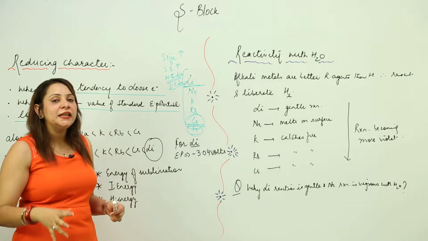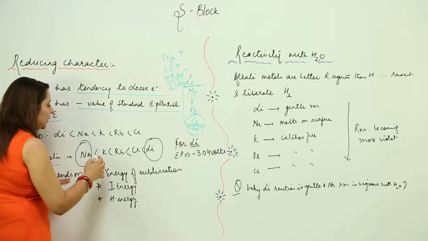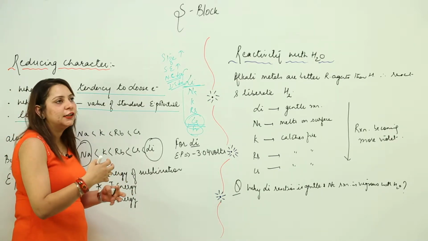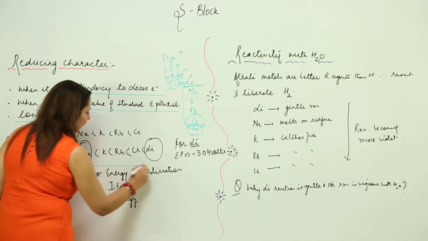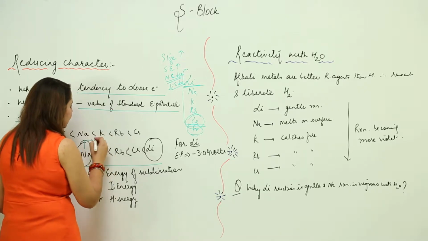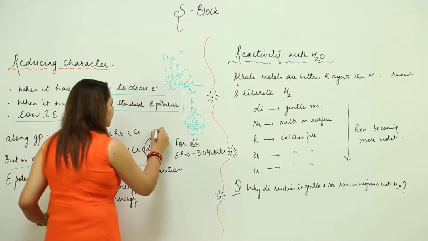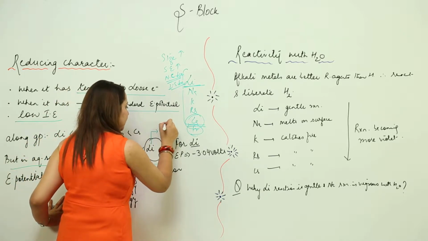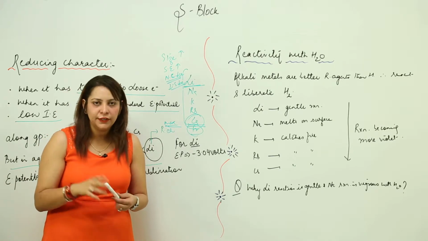But what we have actually seen is that in aqueous medium, the order of their reducing character varies in this manner. Sodium has the least reducing character, and lithium has the maximum reducing character. Out of them, lithium is considered to be the best reducing agent.